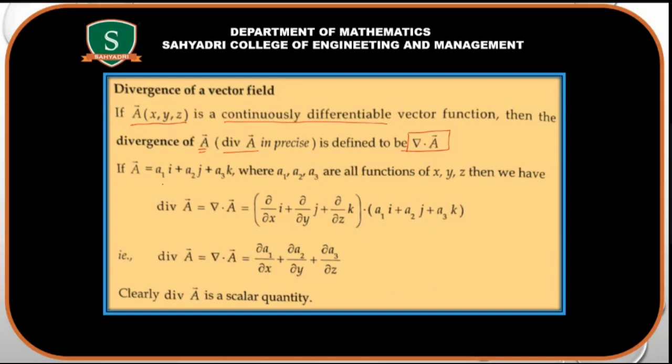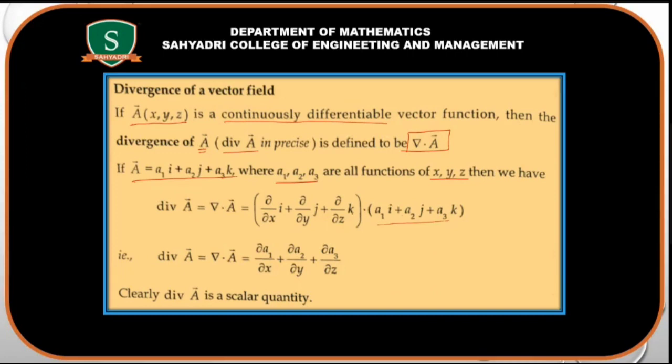Suppose you understand the definition clearly, so here I am taking A equal to A1 i plus A2 j plus A3 k as my vector quantity, where A1, A2, A3 are the functions of x, y, z. Then we'll apply divergence as div A equal to del dot A, so the dot product of dou by dou x i plus dou by dou y j plus dou by dou z k dot A1 i plus A2 j plus A3 k.